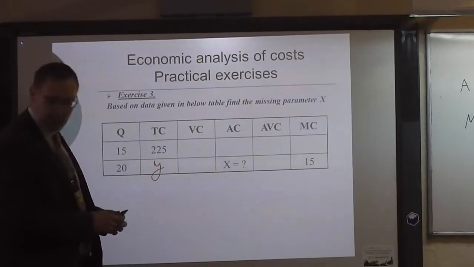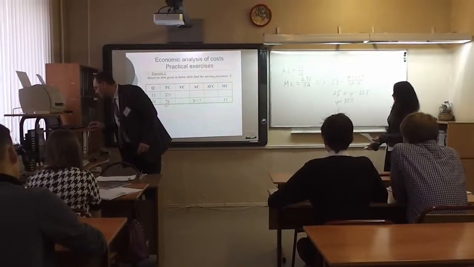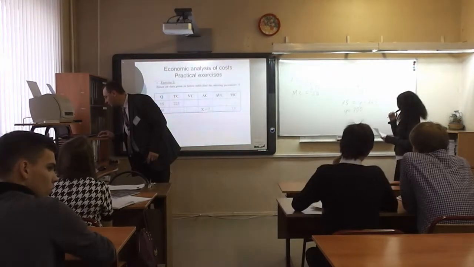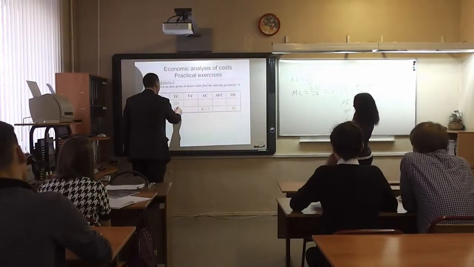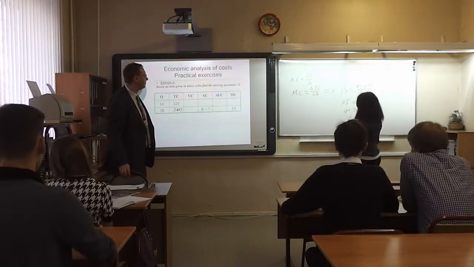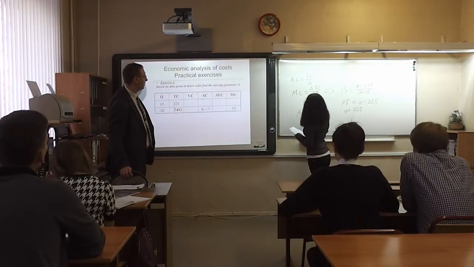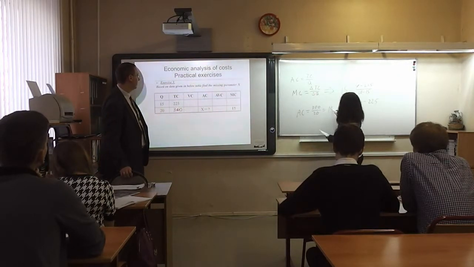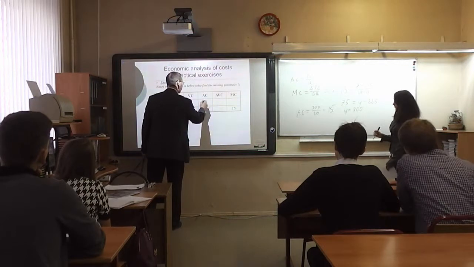And then divide. So I will help you. I will erase this data. Just a second. And it is not all. Then here we find 300. Yes, 300. Good. And then I find average costs. That is 15. So here we can write down 15.